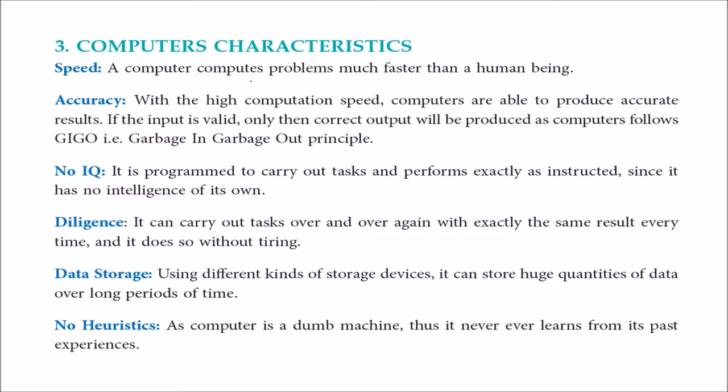Then the characteristics of a computer: how are you going to know that this computer works for this, or is used for that? For that, you need to know certain characteristics of a computer. For example, the speed. The speed of a computer is quite fast. The processors are very fast today. The accuracy is, if you put garbage, you will get garbage. If you put good stuff, or the instructions are good, you will get the required result.